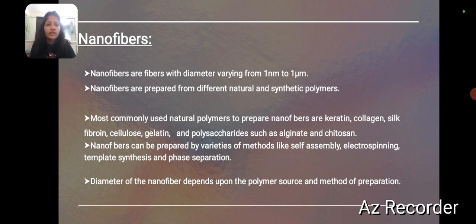Nanofibers. Nanofibers are fibers with a diameter varying from 1 nanometer to 1 micrometer. Nanofibers are prepared from different natural and synthetic polymers. Most commonly used natural polymers to prepare nanofibers are keratin, collagen, silk fibroin, cellulose, gelatin, and polysaccharides such as chitosan. Nanofibers can be prepared by a variety of methods like self-assembly, electrospinning, template synthesis, and phase separation. Diameter of the nanofiber depends upon the polymer source and method of preparation.